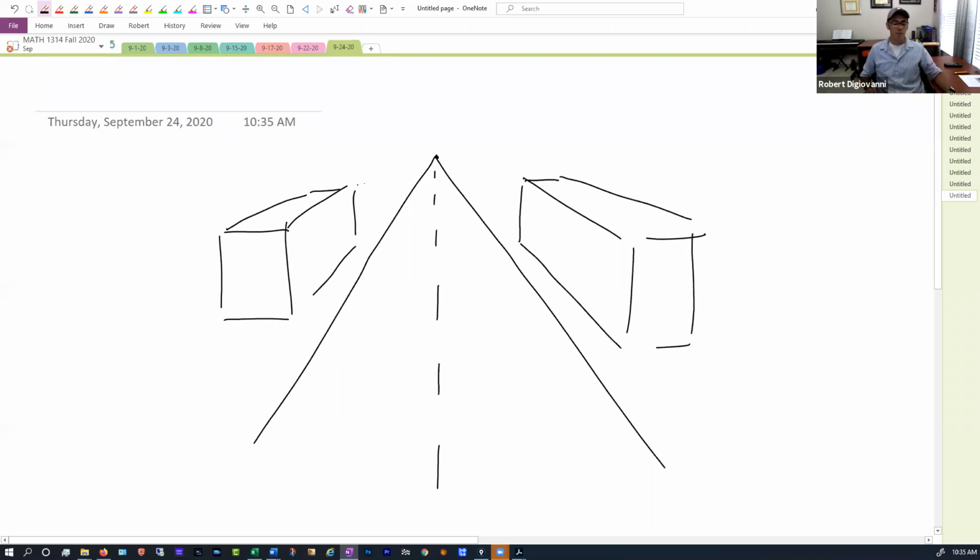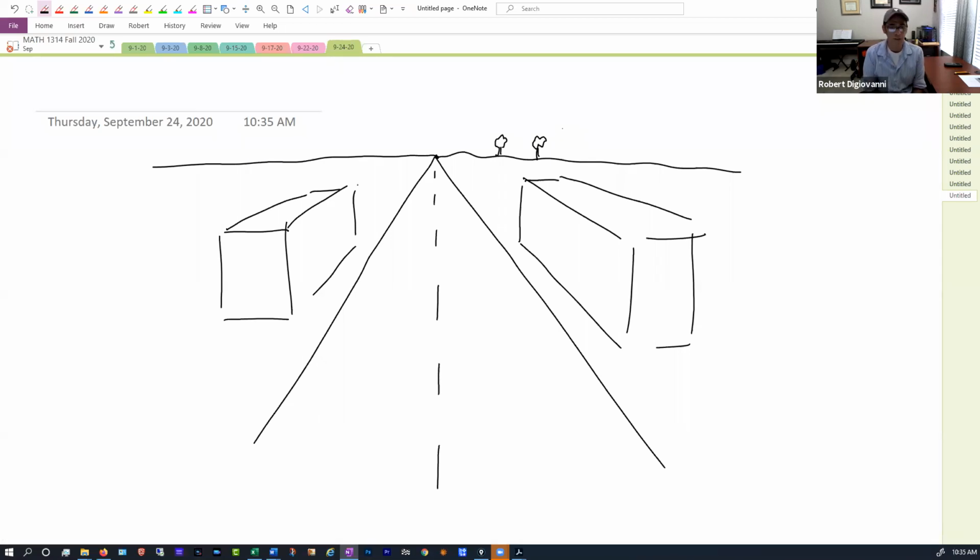Okay, there's another road. In fact, I think I'm going to put some trees out here. Okay, there we go. Which one do you think is better? My first one or my second one?